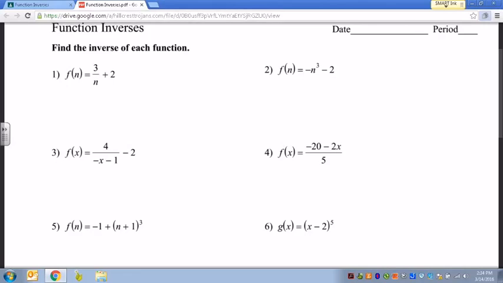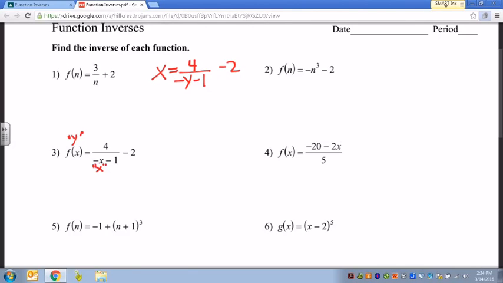First thing I would do, I know that f of x is going to be my y term, and x is going to be my x term, obviously. So that one worked out nice. Numbers 1 and 2, again, it was n and f of n, so students usually get a little confused, so I had to explain that. So first thing I'm going to do is switch places. So it's going to be x equals 4 over negative y minus 1 minus 2.